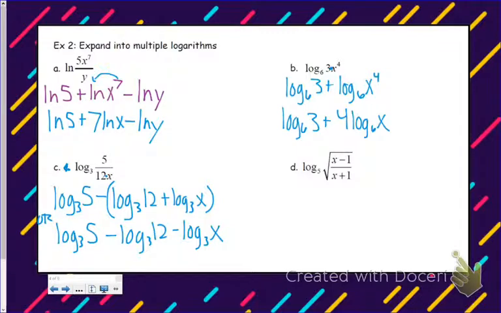All right, and then our last one, okay? Remember, square root is 1/2 as an exponent. So this is log base 5 of x minus 1 over x plus 1. I don't need parentheses on that. Okay, that is to the 1/2 power. So both of those have that 1/2 exponent. So I'm going to move that 1/2 exponent to the front.